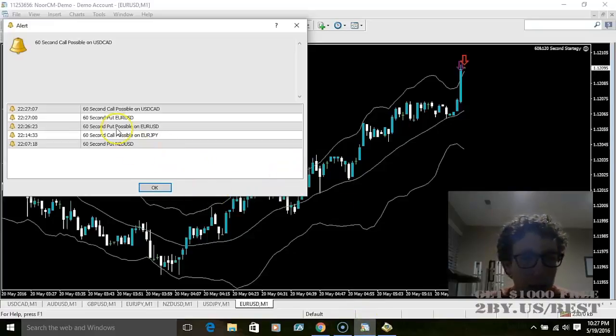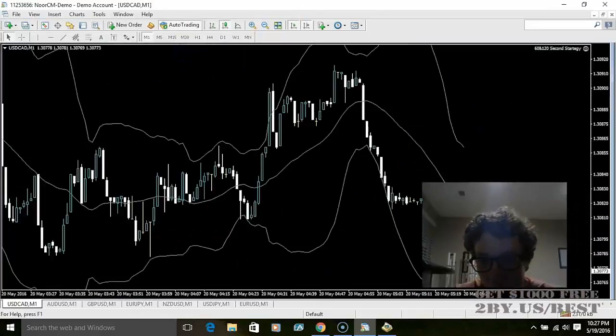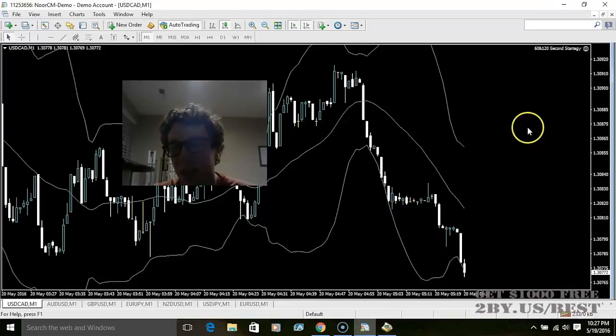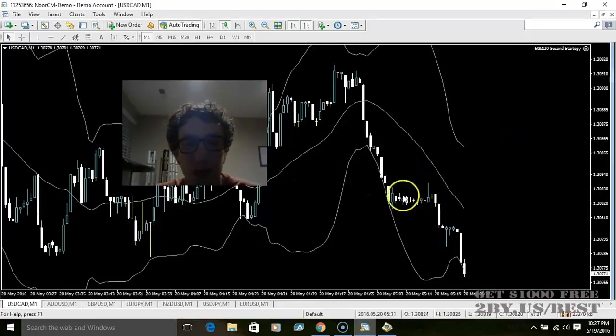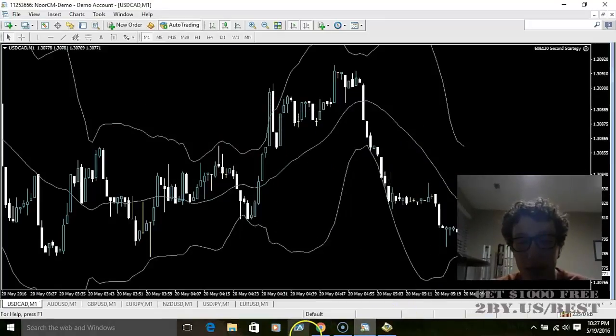Alright, so actually we now have a possible on the US Canadian dollar. So let me just head over and check that one out. Ooh, for me that is just too steep of a downtrend. The Euro USD was kind of a steady uptrend, which is why I took a 2 minute. But this one is a really sharp downtrend. So we're gonna avoid that trade. You have to know when to take a trade and when not to take a trade.